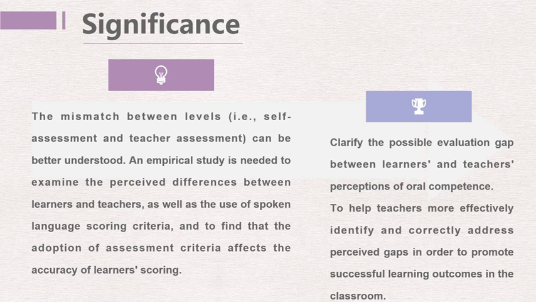The significance of the study. First of all, the mismatch between learners' self-assessment and teacher assessment can be better understood. An empirical study is needed to examine the perceived differences between learners and the teachers, as well as the use of spoken language scoring criteria, and to find that the adoption of assessment criteria affects the accuracy of learners' scoring.